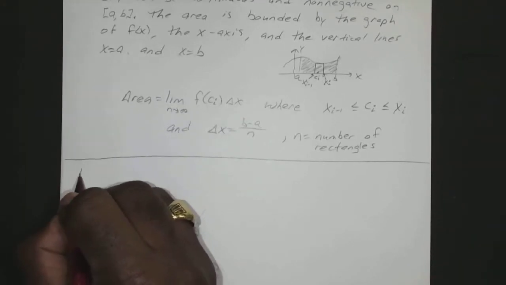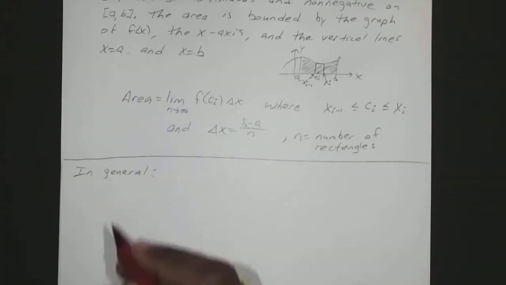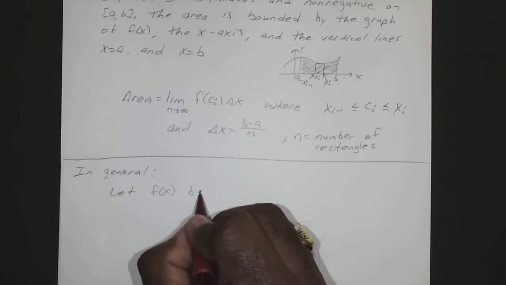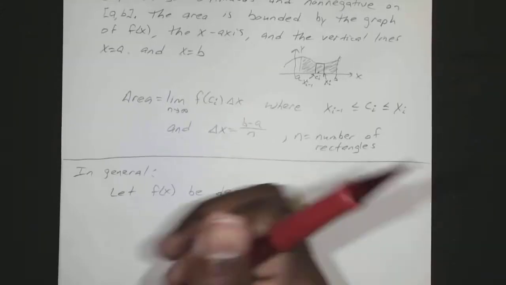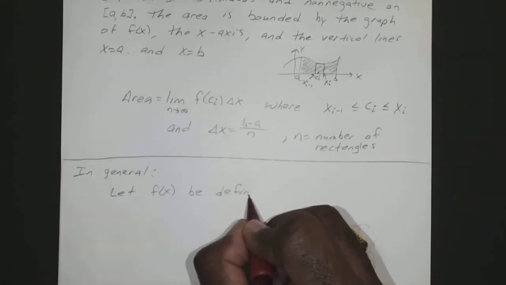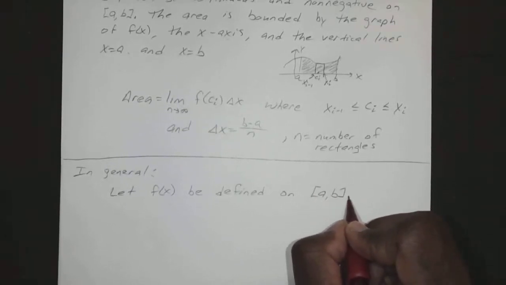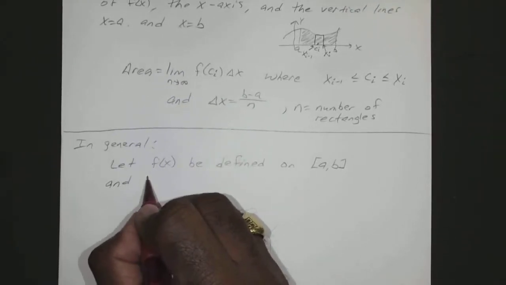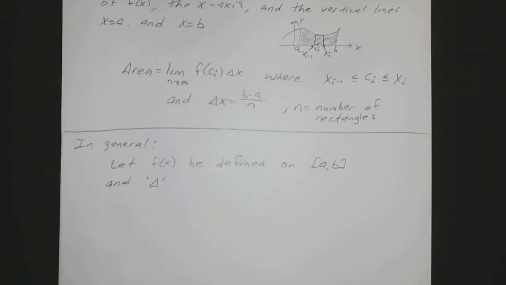Okay, so the general definition just says we'll let f be defined on the interval from a to b, closed interval. And we'll let our delta be a partition of a and b, which is just saying a and b was chopped up into smaller widths.